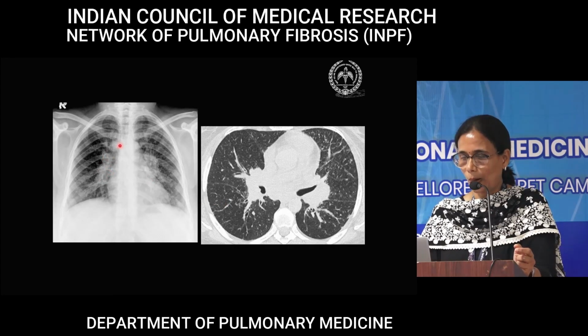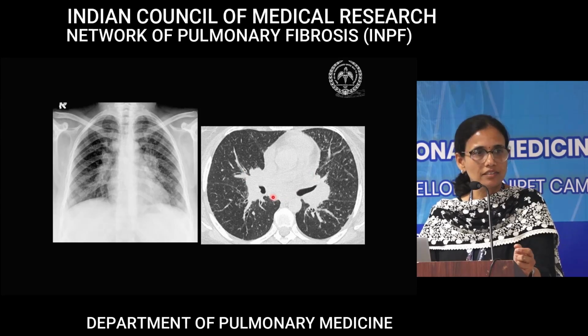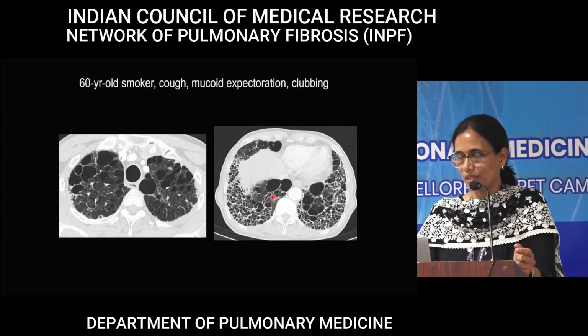What about this? What is there on the X-ray? Lymphadenopathy. What is there on the CT? See, perivascular nodules. So what is it? Sarcoidosis. So lymphadenopathy and perilymphatic nodules, sarcoidosis.